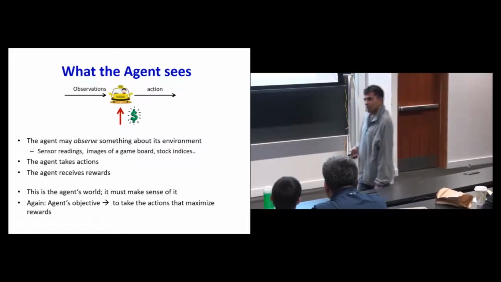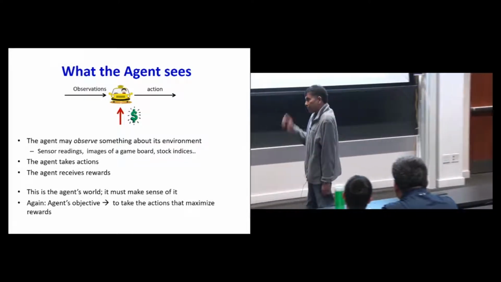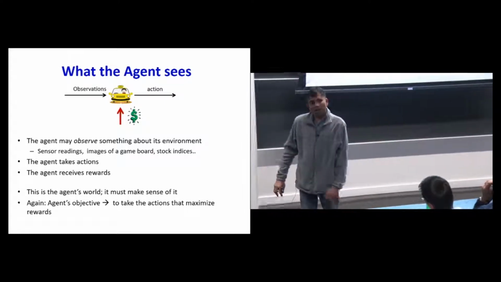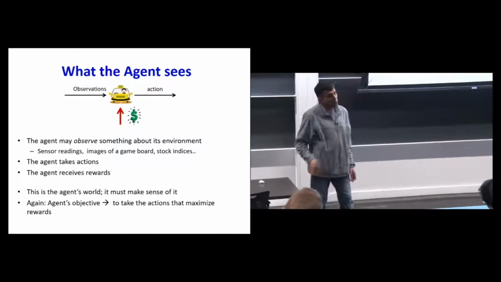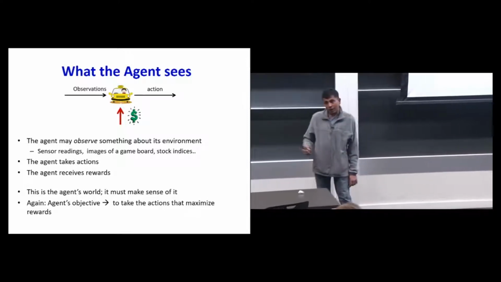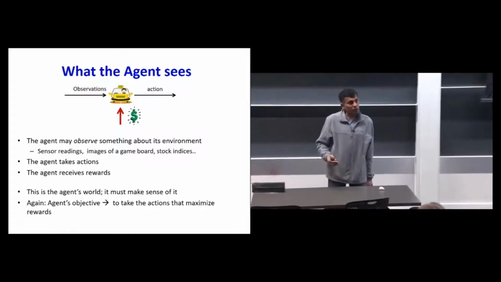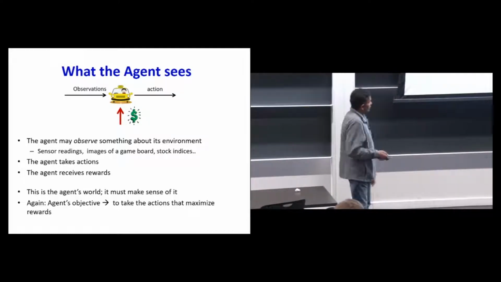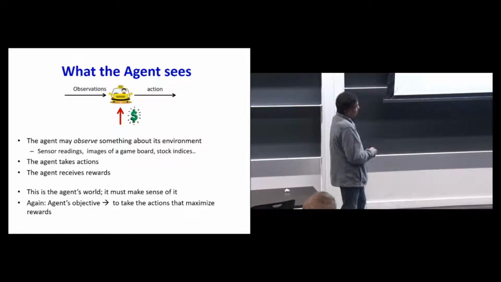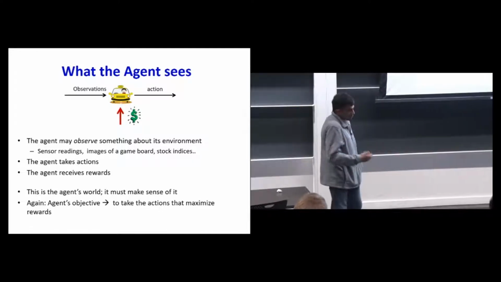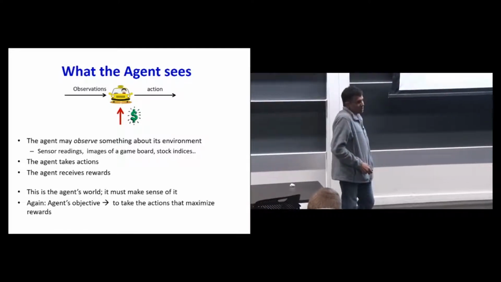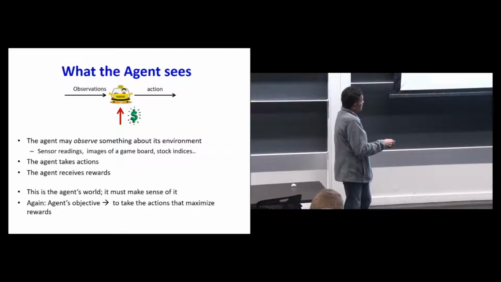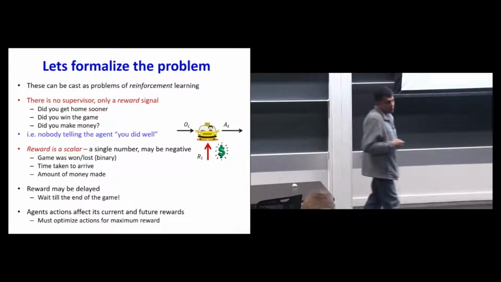Maybe you can get some information about what's happening down the road on your smartphone, but you're never going to know everything about who's coming out of where, who's pulling out of what garage, who's going to have a fender bender and stop you for the rest of time, right? So in the face of all of this, the agent observes something about the environment. It takes some actions. It receives rewards. And this is the agent's world. It must make sense of it. Again, the agent's objective is to take the actions that maximize the rewards.